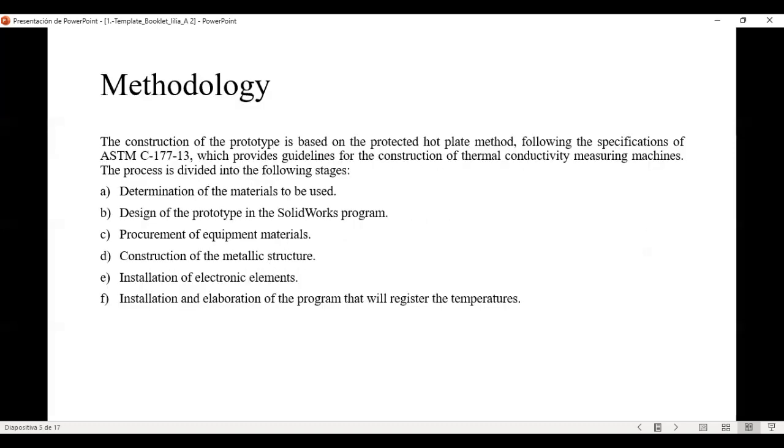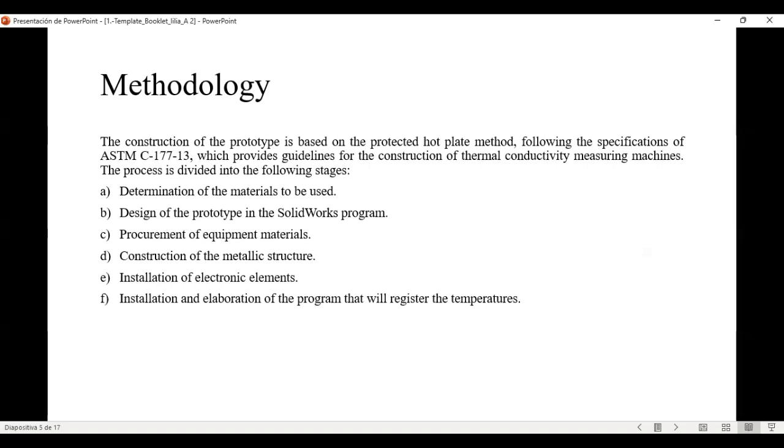The construction of the prototype is based on the protected hot plate method, following the specification of ASTM C177. The standard addresses all aspects to be considered when manufacturing a thermal conductivity measuring machine: the characteristics of the material in the plates, the types of sensors, the dimension of the equipment, and the construction recommendations such as determination of the materials to be used.